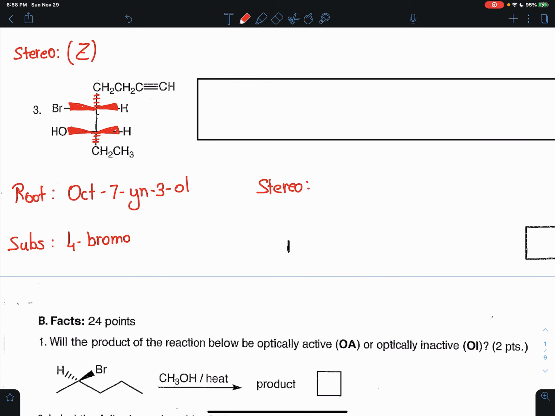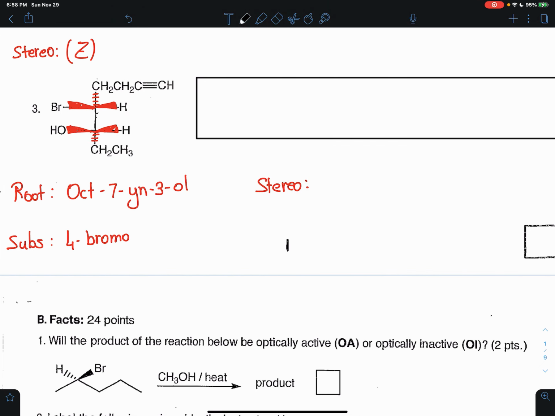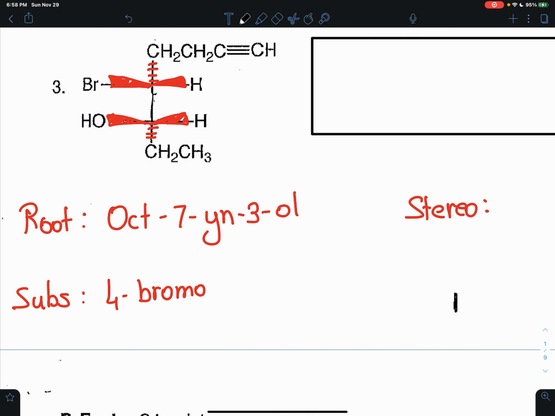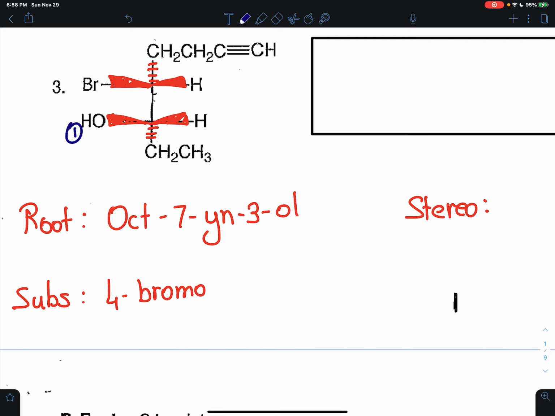So now, knowing that, let's start with the bottom part. The one that has the highest priority in the bottom part is going to be the oxygen, because it's the biggest group. So that's going to be my number 1. Actually, I'm going to use something else than black. Let me use blue here. So that's going to be my 1. Now, we have to look at number 2. It's not going to be the hydrogen, right? The hydrogen has to be number 4.